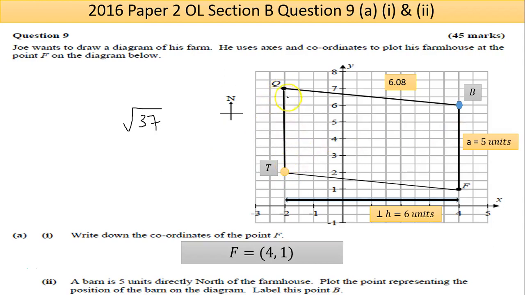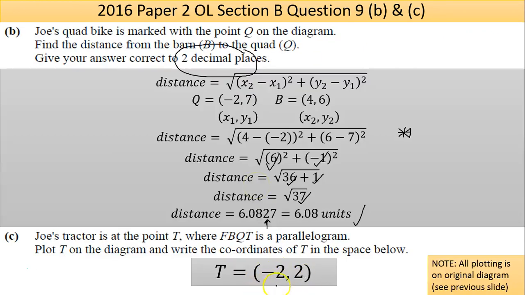Those two sides must be of equal length. So technically, you could argue it's just 5 units south of Q. So 1, 2, 3, 4, 5. Join up the points, and you have your parallelogram. Now the coordinates there were negative 2 on the x, positive 2 on the y. That's the negative. So let's write that in. So I've done that. So that's part C done.